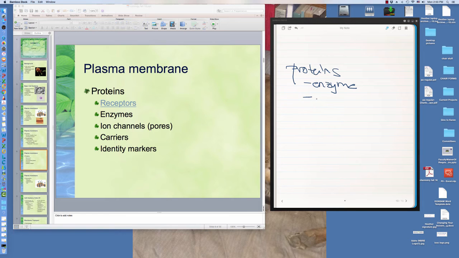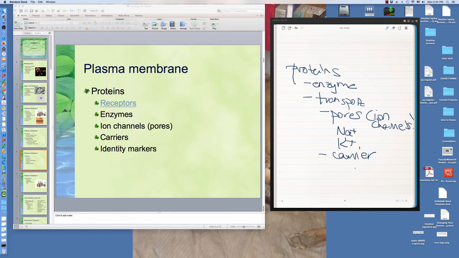There are other proteins whose sole purpose is for transport, so the ability to allow substances to move in and out of the cell. And examples of those are pores, also called ion channels. And these specifically allow ions to move back and forth. So if sodium, for example, or potassium were to enter or exit a cell, they're going to move through a pore. And then the other type of transport protein is what is referred to as a carrier.